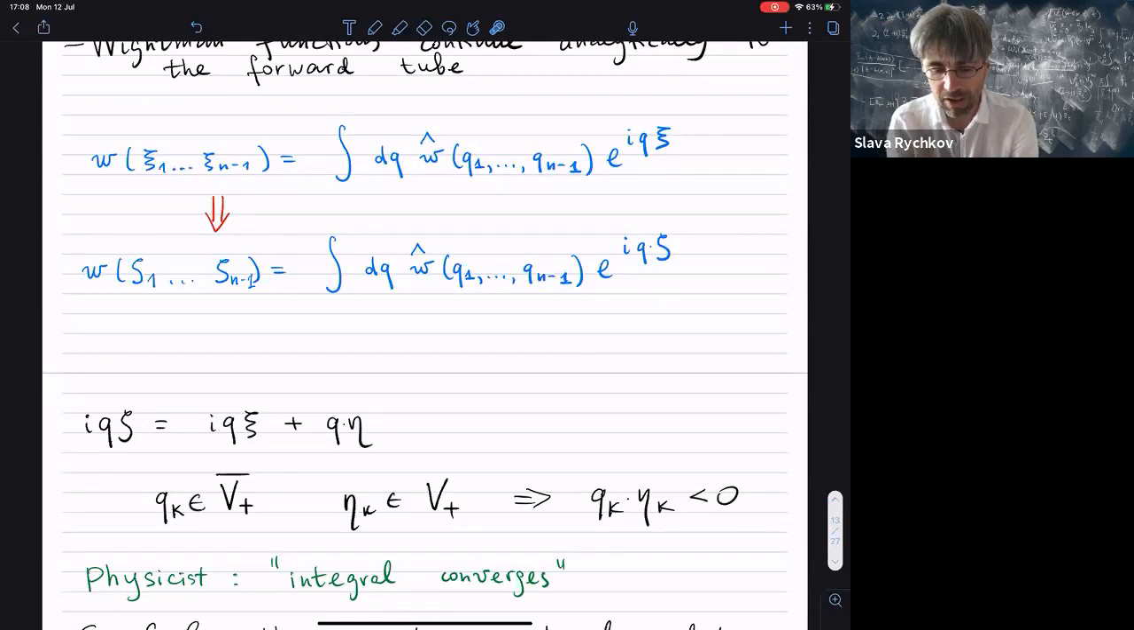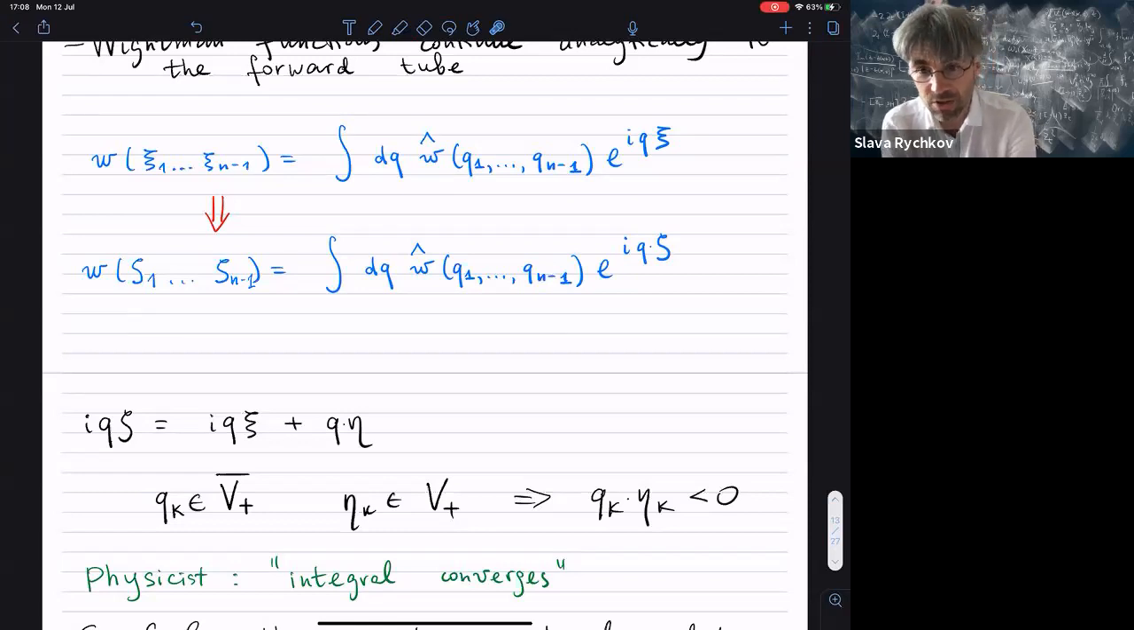But you should remember that even though here I have an integral sign, this is not actually a true integral, because we are dealing with distributions, and W hat is a distribution. So this is just some symbolic integral sign. In fact, that's not how this is defined.